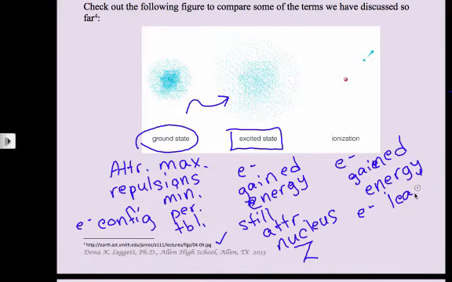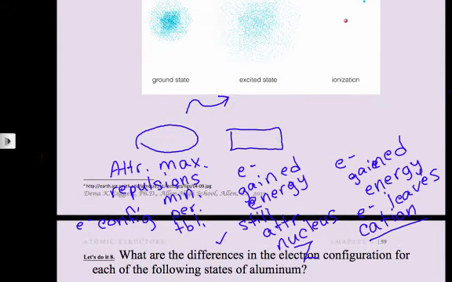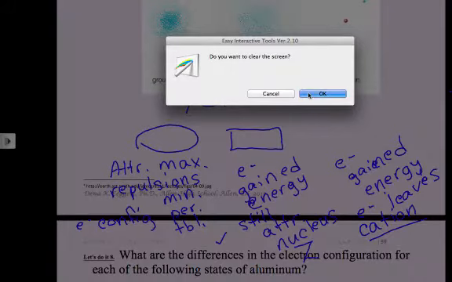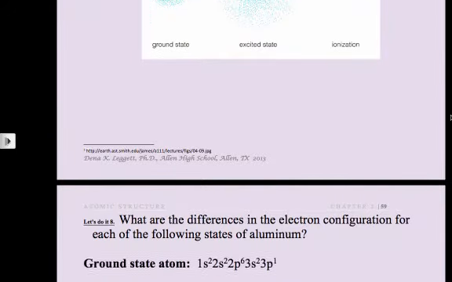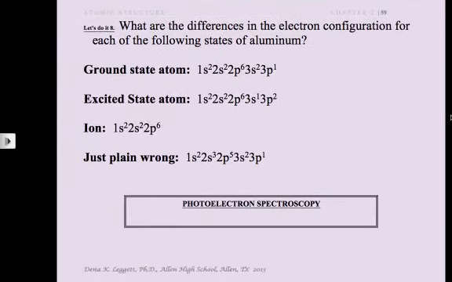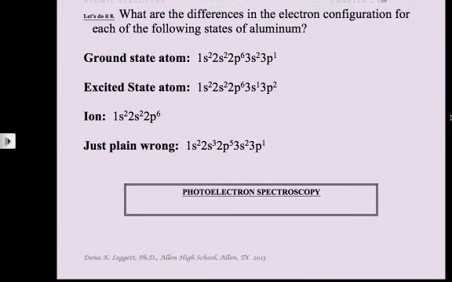The electron leaves. So we have formed a cation, which is why we call it ionization. We're forming a cation in that case. So that illustrates the different types of processes that we've seen so far. Now I want you to be able to analyze electron configurations as well.